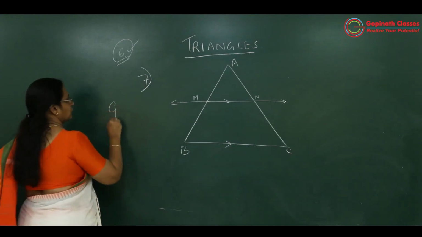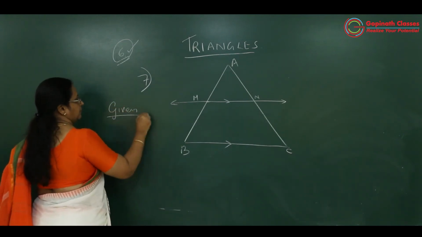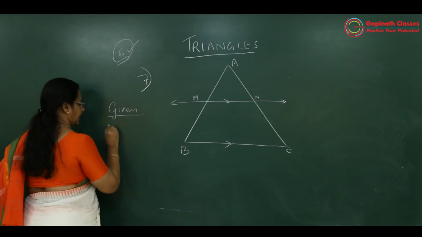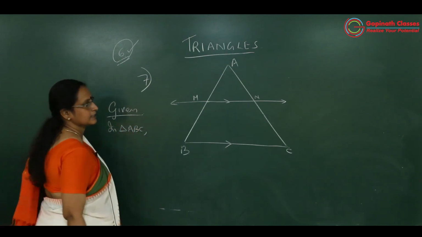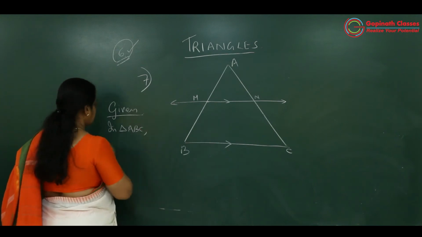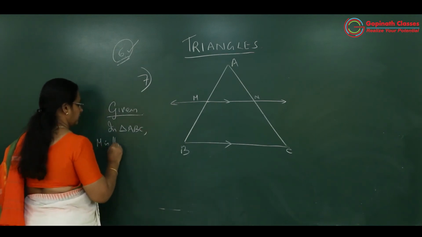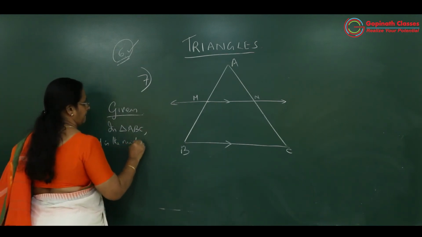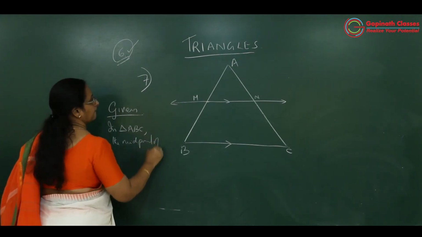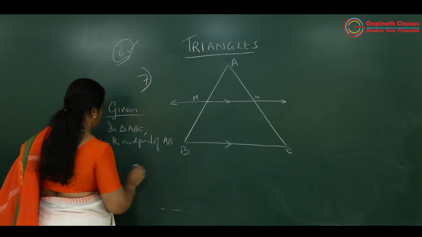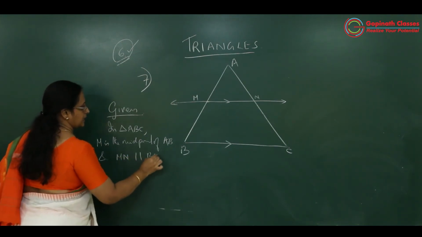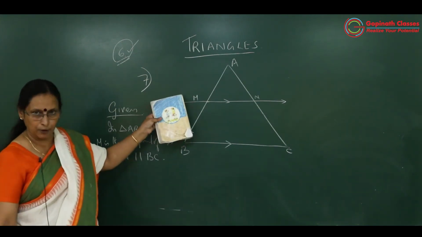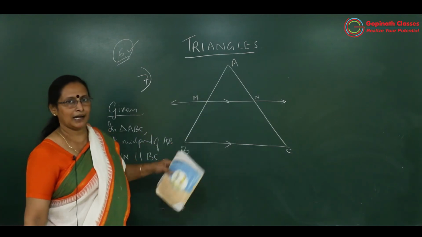Let's write given. What is given? What is given in this? In triangle ABC, yes, it's given M is the midpoint of AB and MN is parallel to BC. ये दोनों दिया है. M midpoint दिया है and these two are parallel दिया है.